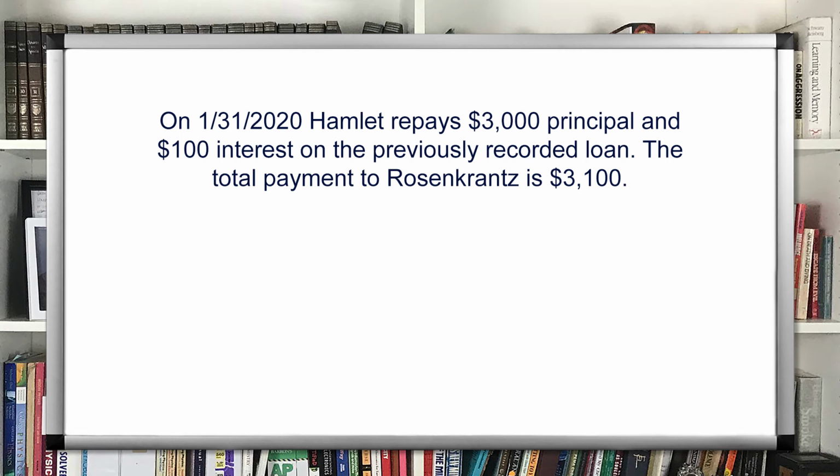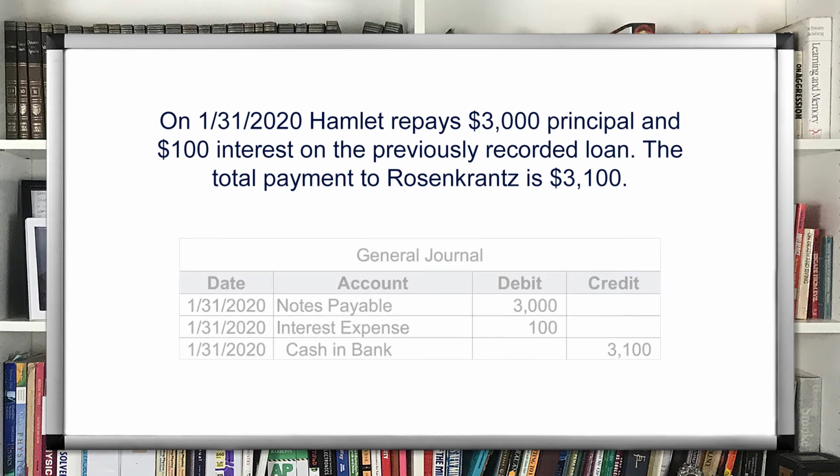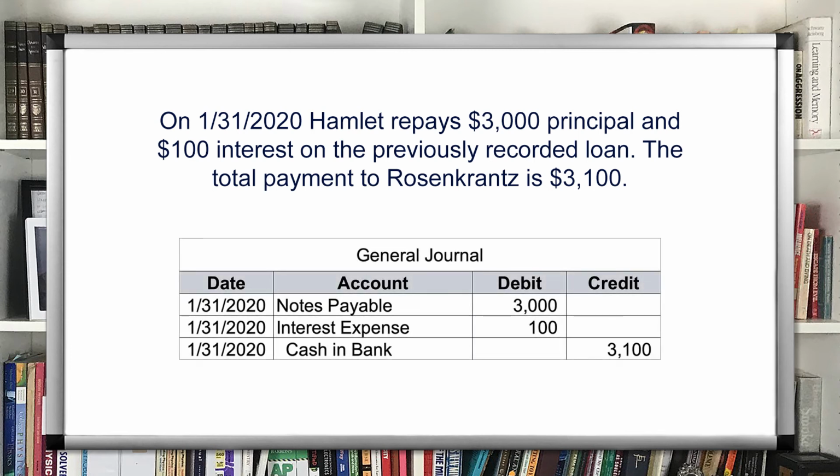But there are actually two other accounts that need to be offset in this transaction. The principal on the note decreases by $3,000, which means a decrease in a liability account, and the $100 interest is an expense, which means an increase in an expense account. This is one form of the posting for this transaction.